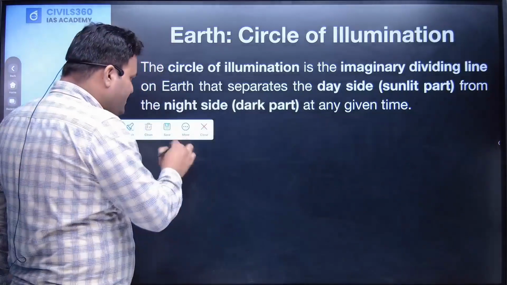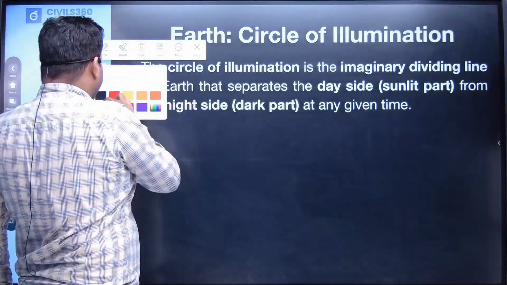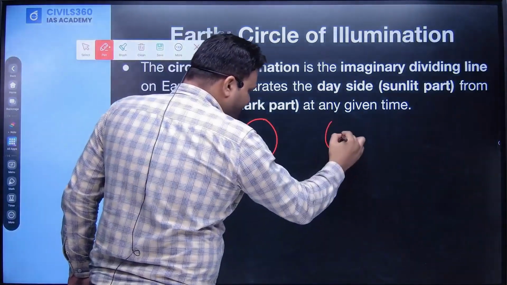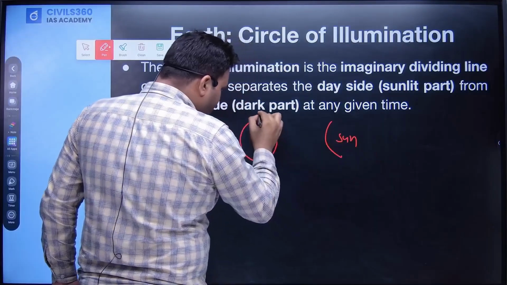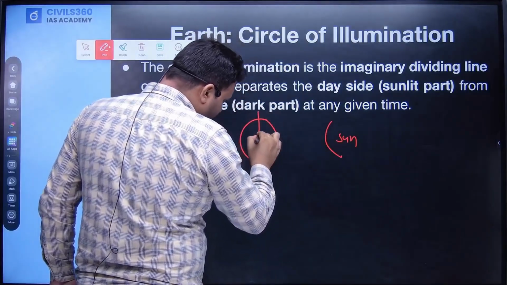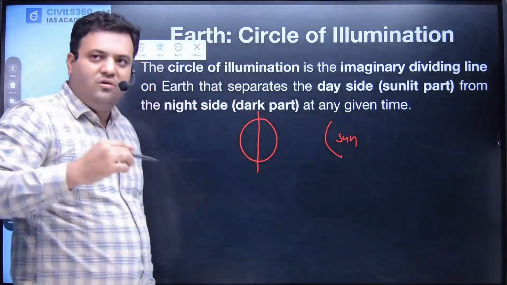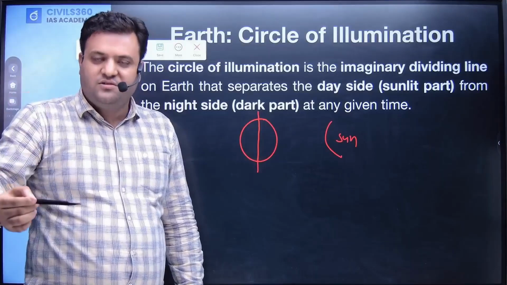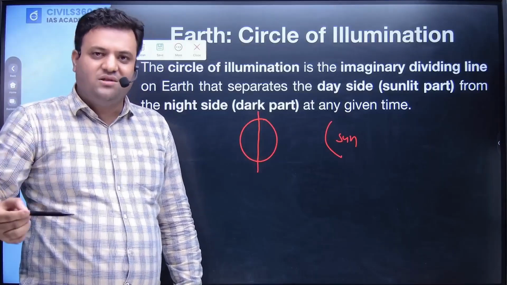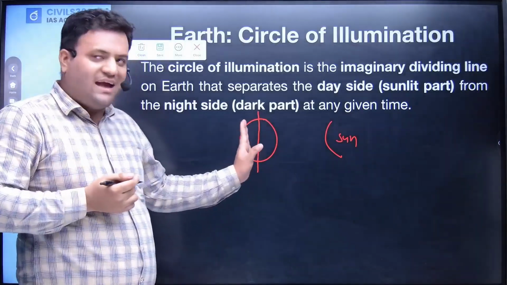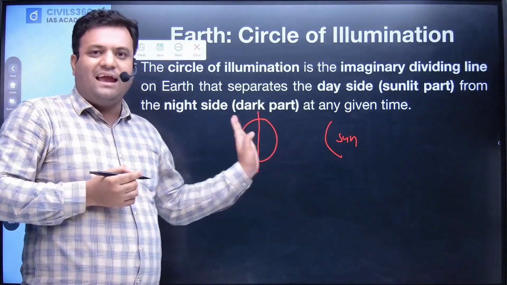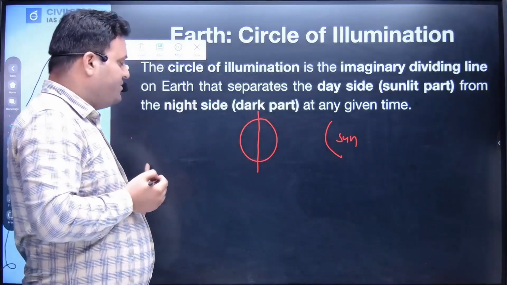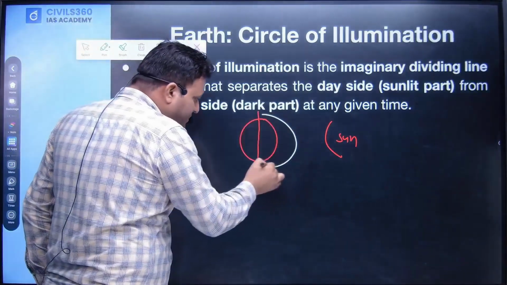So the part which is towards the sun, let's say here we have an earth, here we have a sun. So this is one circle actually. I hope you know, we have circles around the earth. Among these, we have one circle which is separating the day and night. So that circle is known as what? Circle of illumination.